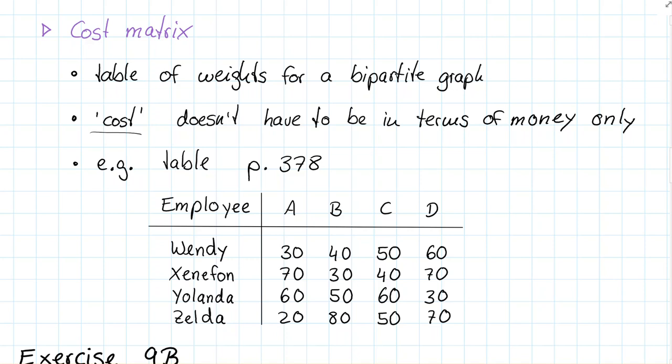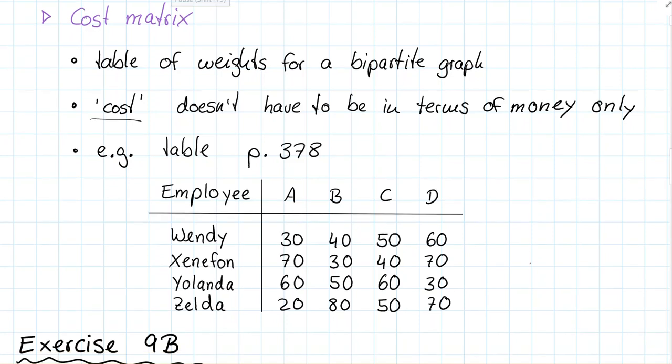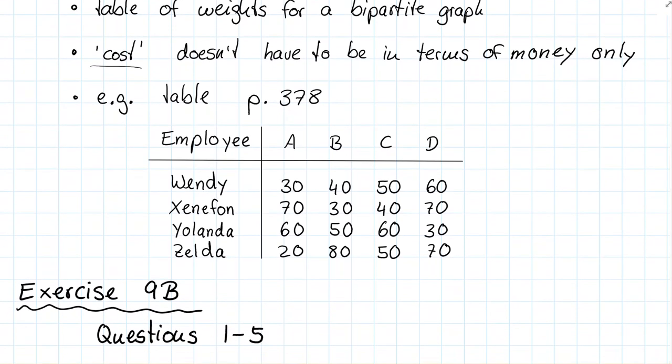Can be something else. And if you have a look at this table here, this is on page 378, and that will also lead us through our next chapter. So we're having different employees here, Wendy, Xenophon, Yolanda, and Zelda, and we're having 4 different machines, and we're investigating the times they would spend on using those machines. That's what we call a cost matrix. We will deal with this example in the next lesson and the next video again. What I want you to do now is have a look at exercise 9b, questions 1 to 5, and then wait for the next video.